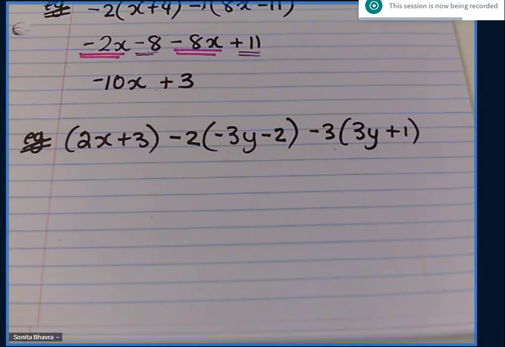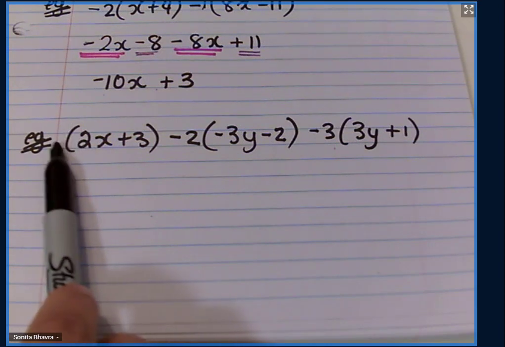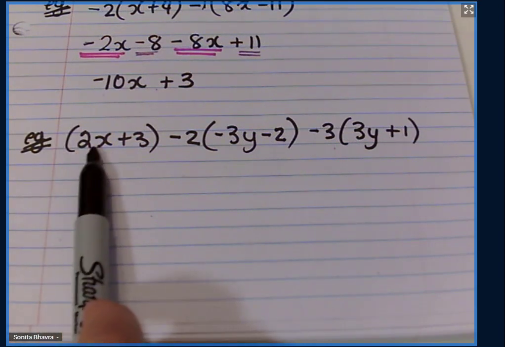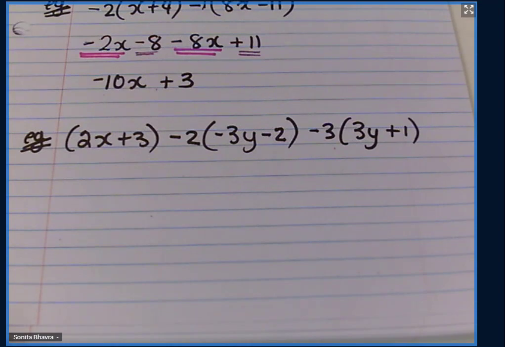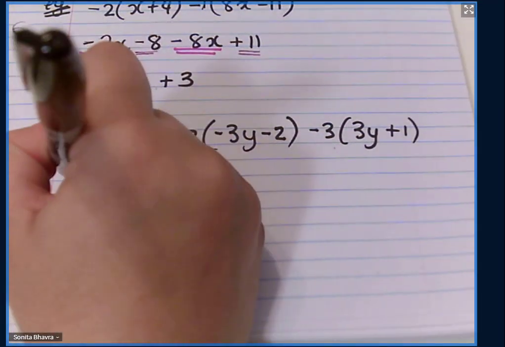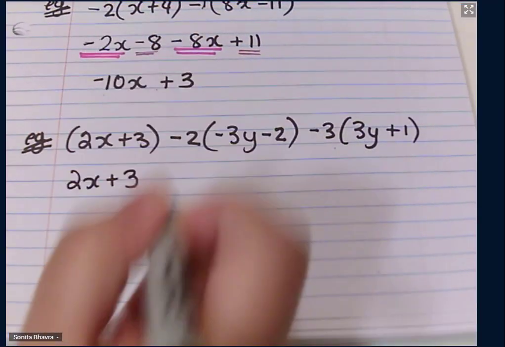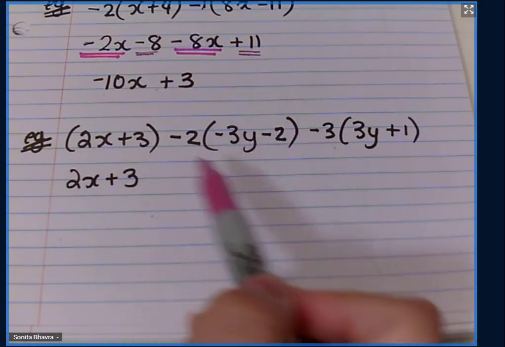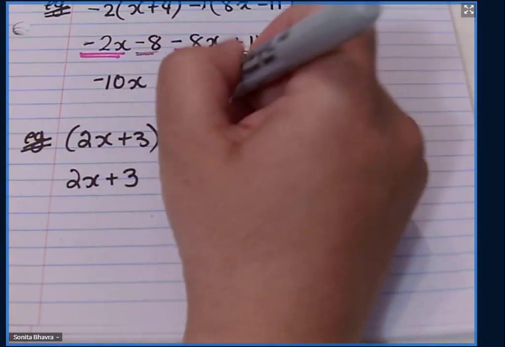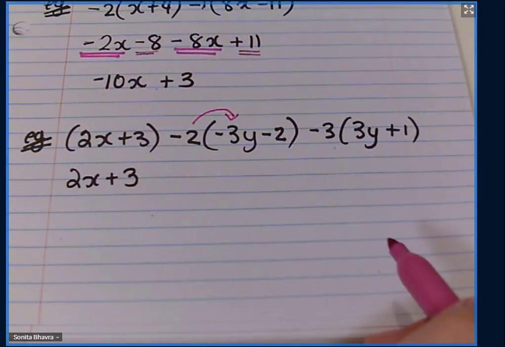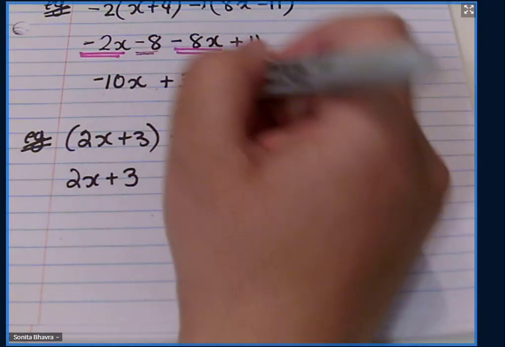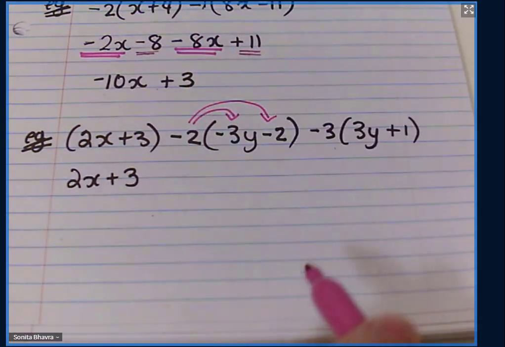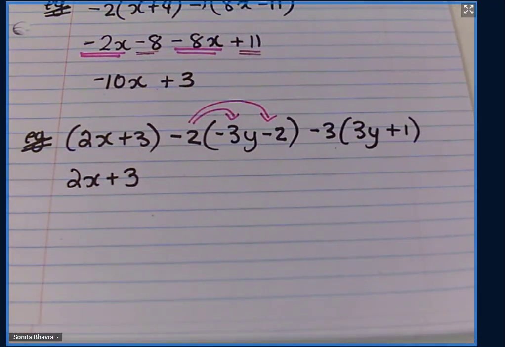All right, so first bracket here in this example, it's just 2x plus 3. There's nothing in front of it that we need to worry about, nothing to multiply. So the first bracket, we will just open it up as 2x plus 3. Second bracket, we have a negative 2 that needs to multiply to everything inside of that bracket. So that means negative 2 has to multiply with negative 3y, and then negative 2 has to multiply with the negative 2. So let's do that.